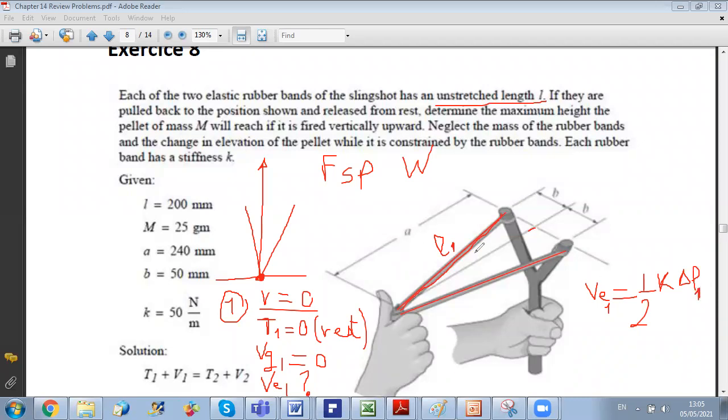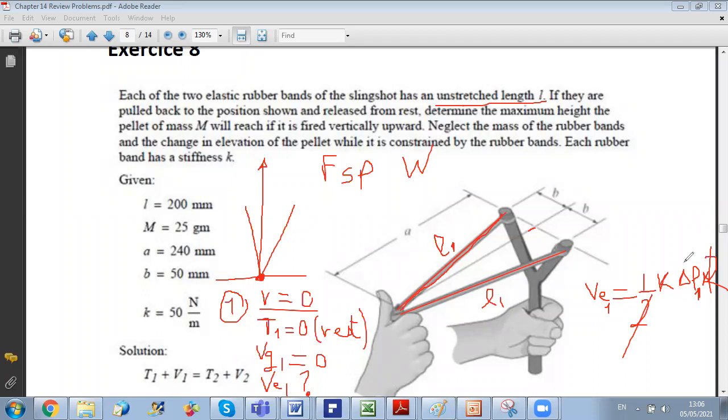Due to symmetry, as you can see in this figure, the 2 rubbers will have the same length L1, and they are both characterized by the same unstretched length L, so they will both have the same delta L value. So we can just multiply by 2, and the 2 simplifies because we have times 2 over 2. So V elastic at state 1 is just K delta L1 squared.